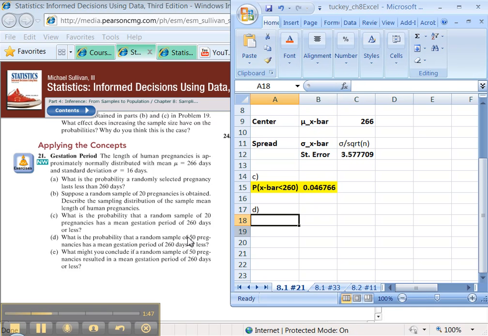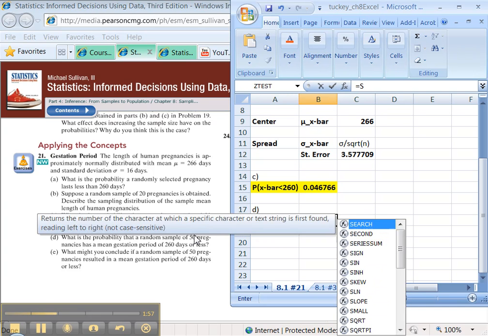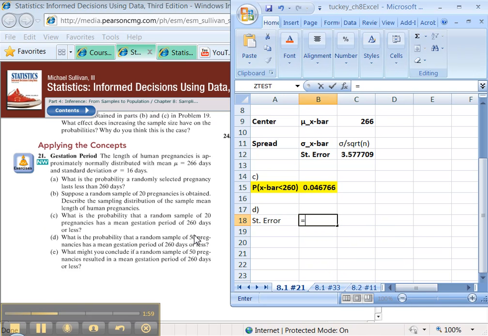All right, now for part D, it's still less than 260 days, but it's talking about 50 pregnancies now instead of 20. So the first thing we're going to have to do is find our new standard error. That's going to be sigma, which is 16, divided by the square root of n, but n this time is 50, not 20. That lowers the spread even more, right? If you think it's hard for a random group of size 20 to be far apart, it's even harder for a random group of size 50 to be far apart.